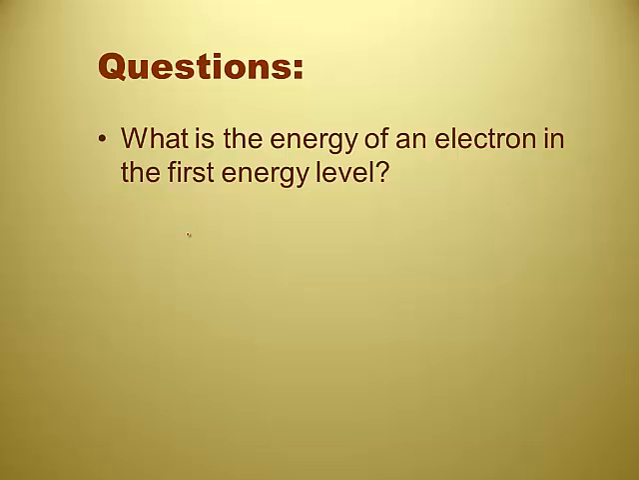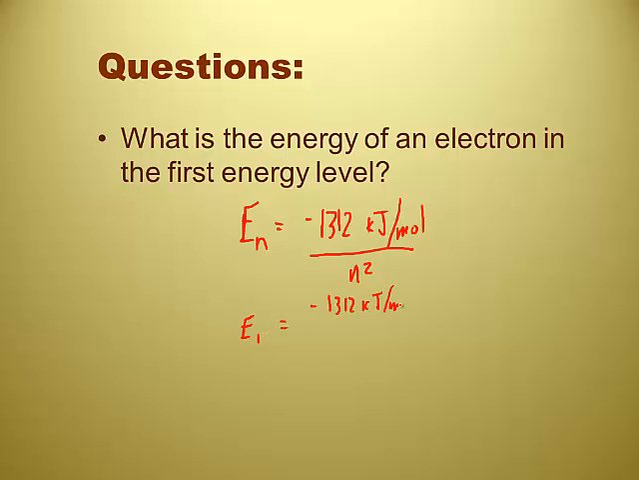Got some questions. What's the energy of an electron in the first energy level? Didn't we just kind of do this? Yeah, you should be able to do this easily. E_n is equal to negative 1312 kilojoules per mole divided by n squared, and n is 1, 2, 3, 4, and so on. In this situation, n is 1. I don't even need a calculator. Negative 1312 kilojoules per mole.